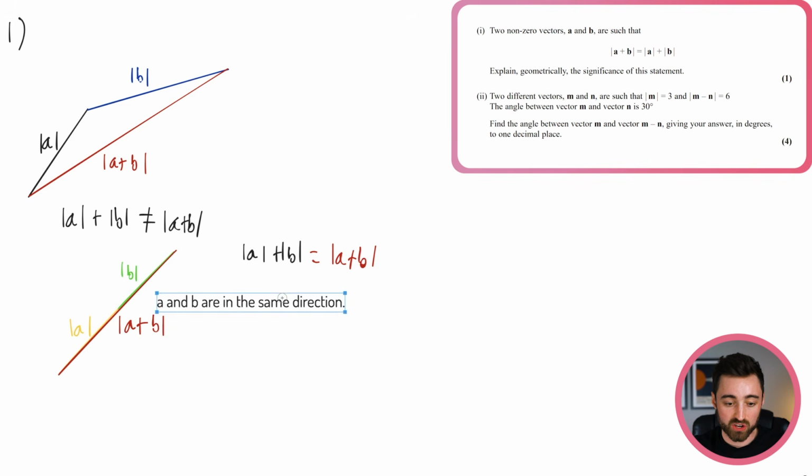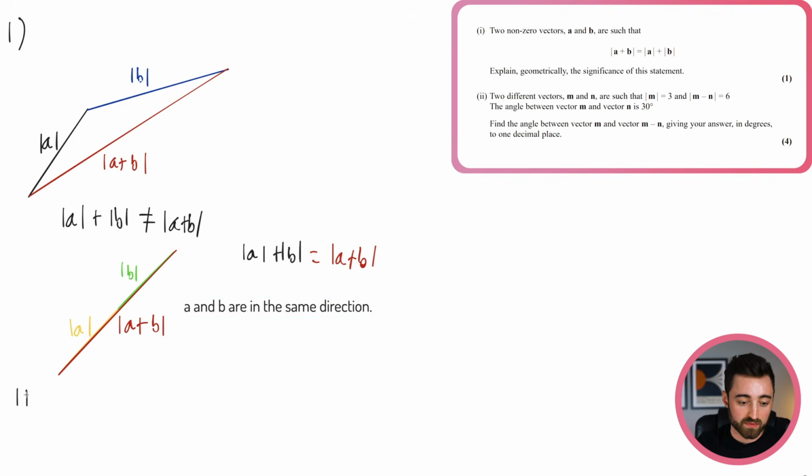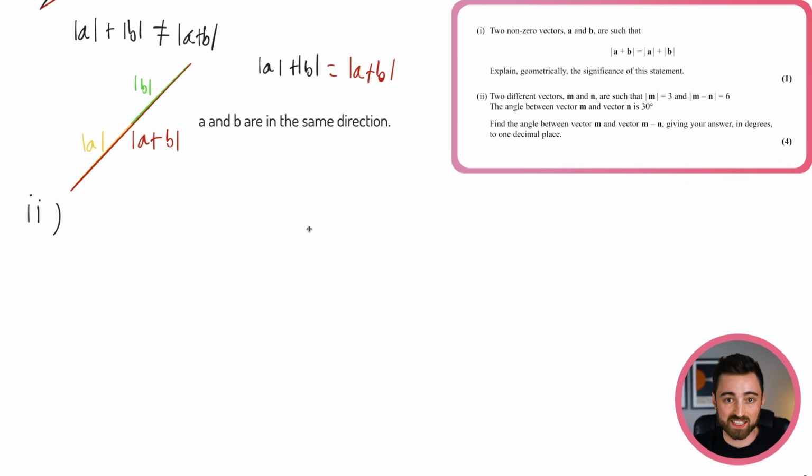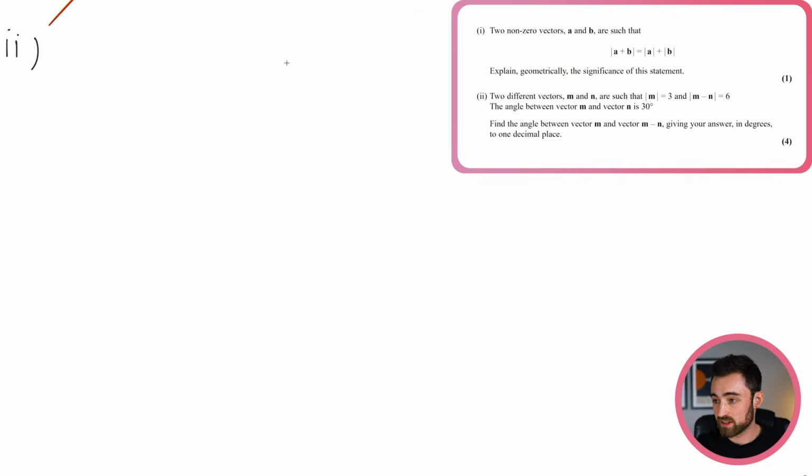So part 2 says two different vectors m and n are such that the size, the magnitude of m is 3. So I don't know, maybe m could look like that.